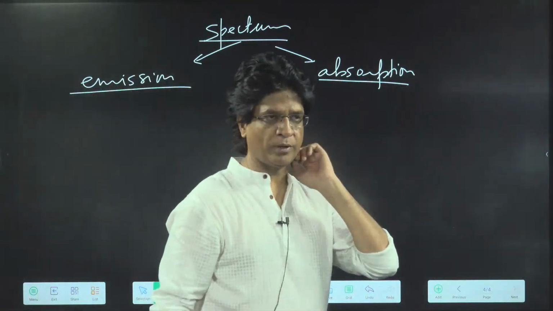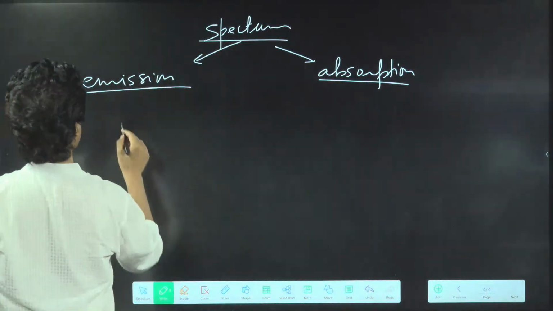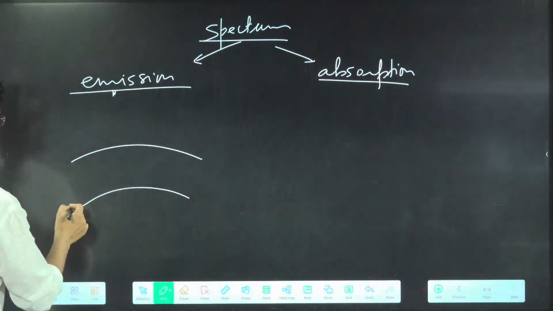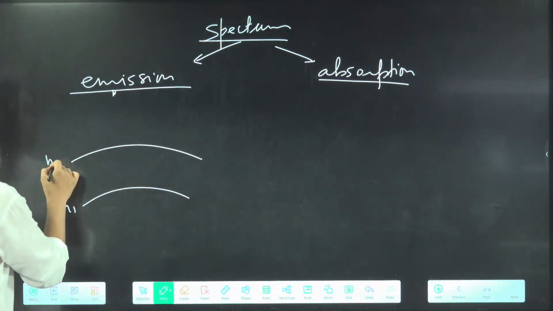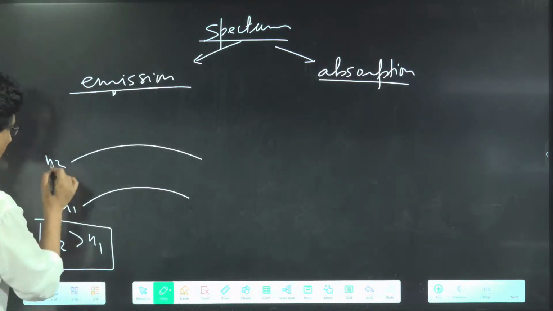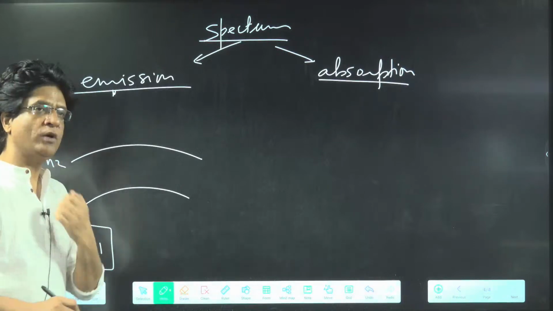Very, very important, boys and girls. Let's say we have orbit number n1 and orbit number n2, where orbit number n2 is more than orbit number n1. The value of n2 is more than the value of n1.